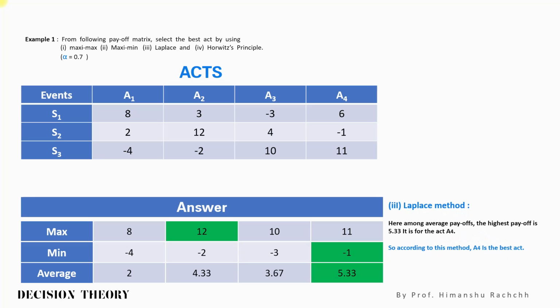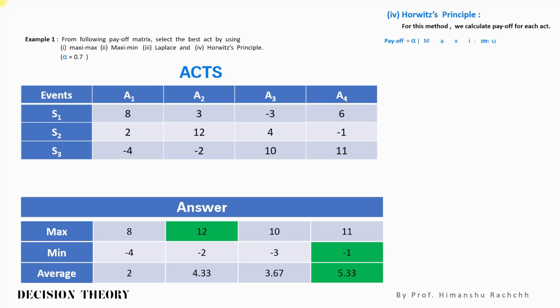Now in Laplace method we select highest payoff from average payoffs. So from average payoffs the highest payoff is 5.33 and it is for the act A4. So according to Laplace method A4 is the best option. And last, fourth, Hurwitz principle.